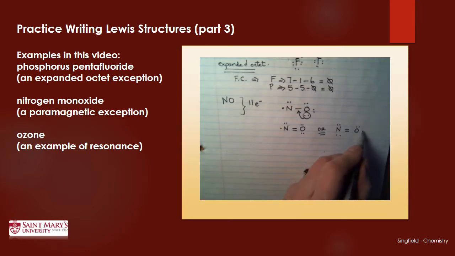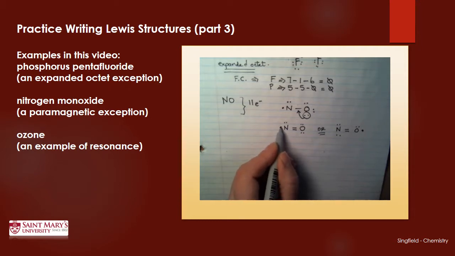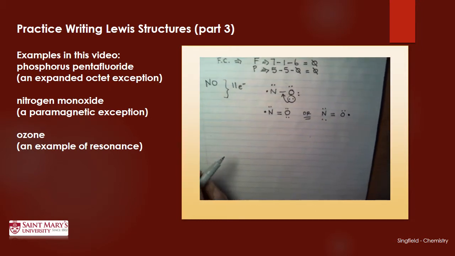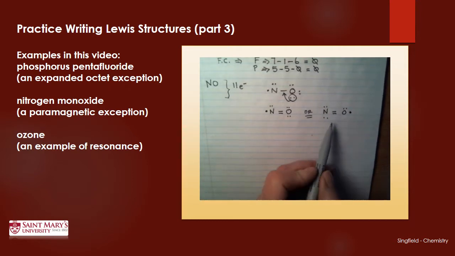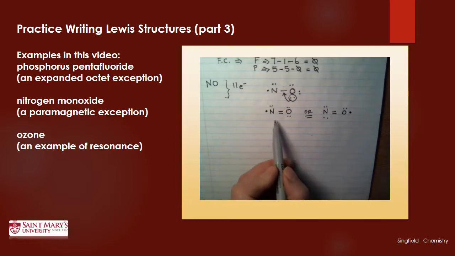The question is, where are you most likely to localize that single electron, making this a radical species. Oxygen is more electronegative, so some might argue this, and some might argue, well, nitrogen has the odd number, so stick it on the nitrogen. So we will accept either structure as your best Lewis structure for nitrogen monoxide or similar radical species.